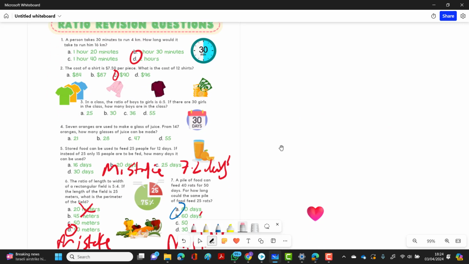In a class, number 3, we're doing the ratio of boys to girls. So 6 to 5, and 30 girls, times by 6, so it's 36.